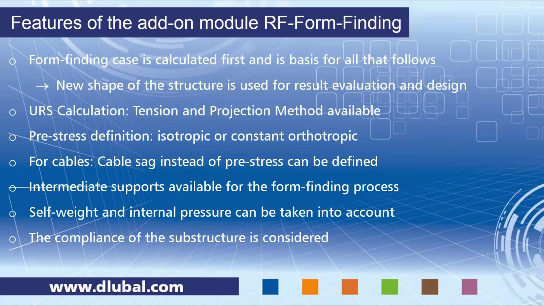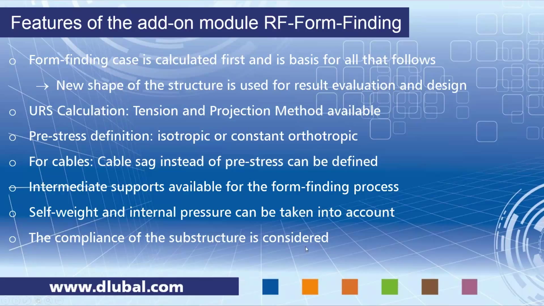Then you have this URS calculation. That's what I said already. We have both methods available in RFEM. We have two different prestress definitions available, isotropic or constant orthotropic, which are then adjusted during the iterative process. For cables, you can also define a cable sag instead of the prestress. So you can define the final form that you want to see instead of the prestress.